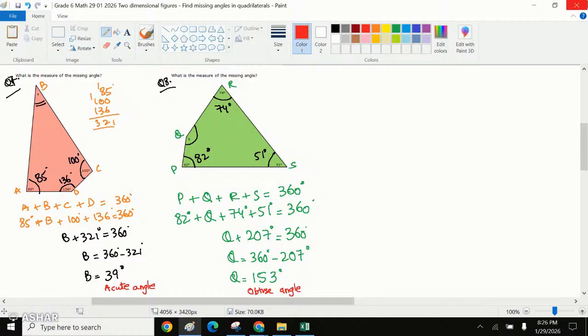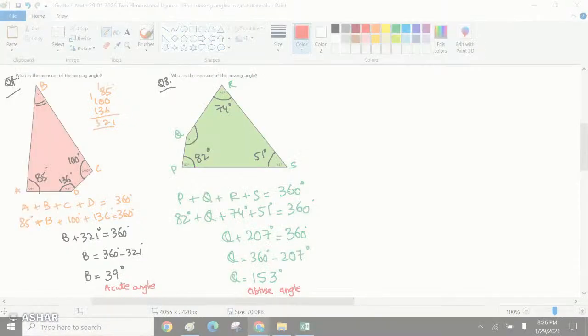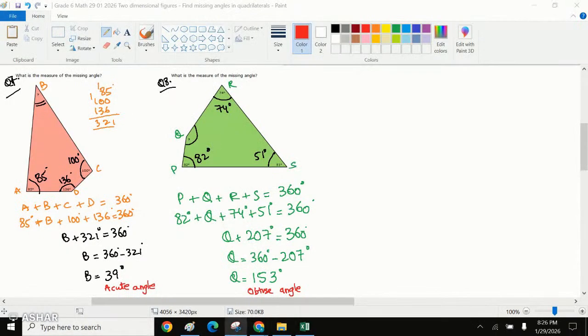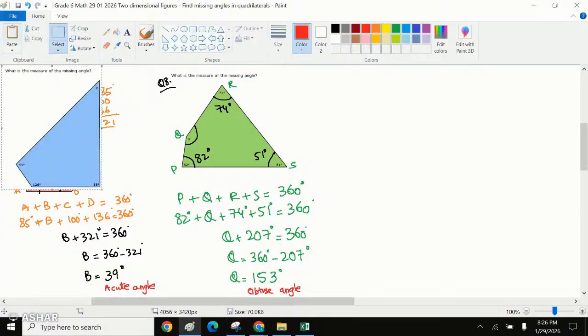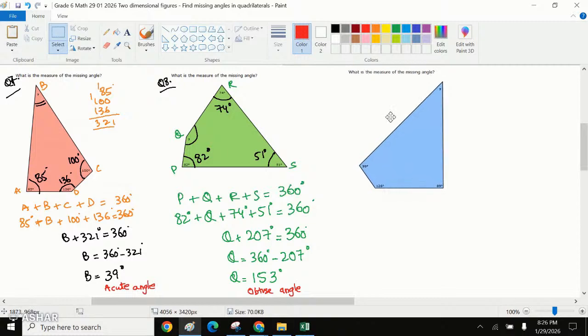Moving on ahead. Let's see what the next question has for us. For the next question, if this is the next question given to us, that is question number 9.